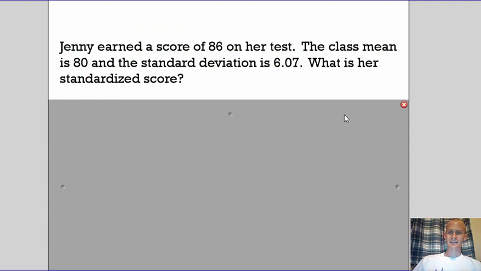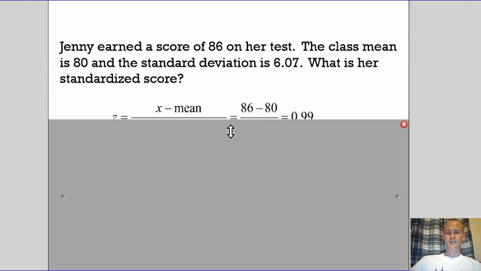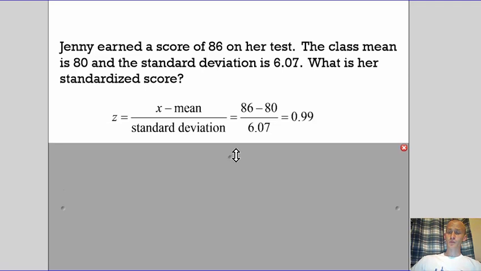So let's dig into this example. We know Jenny got an 86, and we know that the class mean was an 80 because she scored 6 above that. The last piece of information you need to get a z-score is the standard deviation. Here it's provided for us that the standard deviation was 6.07. So we can use that to calculate her z-score. We take the number we're interested in, that 86, and subtract the mean. All of that gets divided by the standard deviation, and we get 0.99.